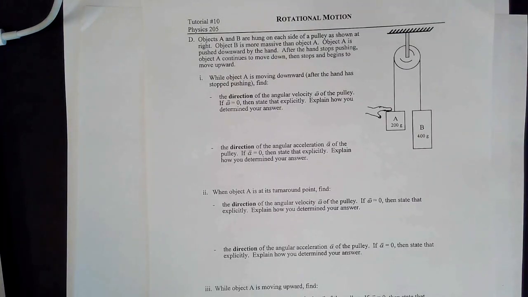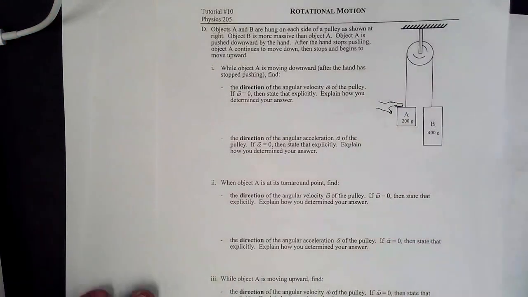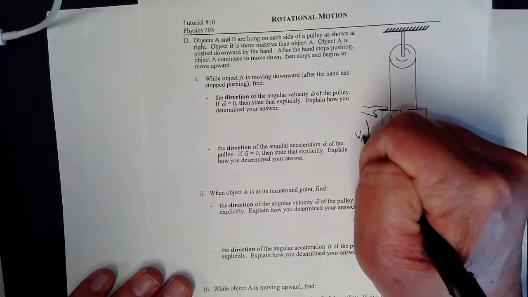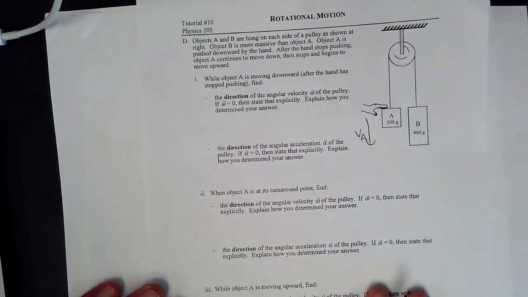But that's not the direction A wants to go. And so after A leaves the hand, after the hand stops pushing, A's still moving towards the floor, but it's slowing down. As it approaches the floor, it's slowing down. And so the original velocity of A is going to be down, but it's going to be slowing.